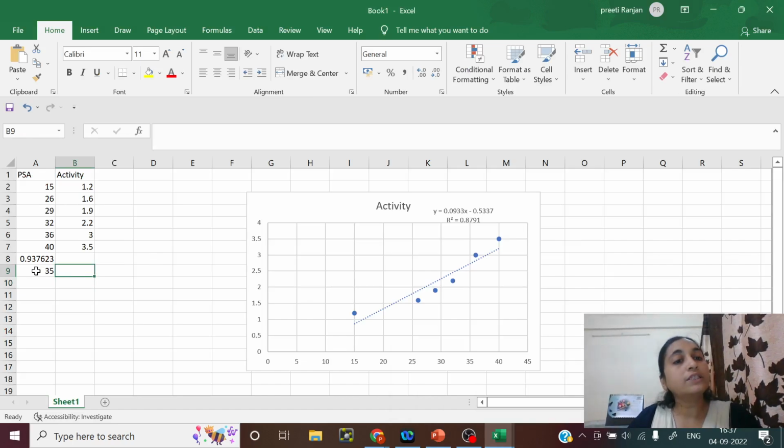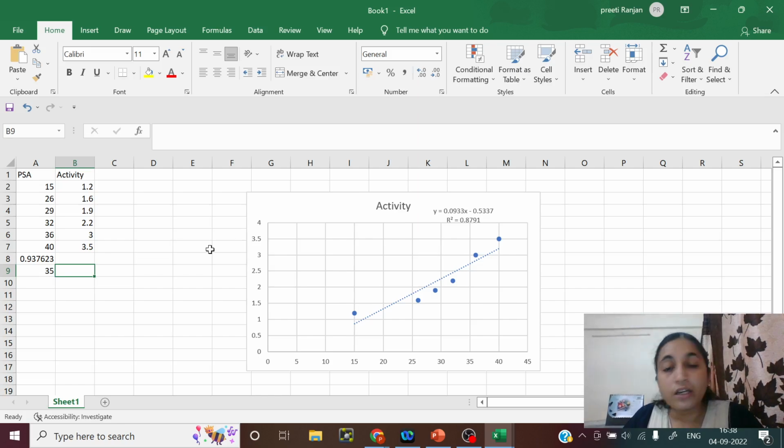See, the polar surface area is given in question number 9 as 35, right? Understand first: the polar surface area value is given from 15 to 40 and the activity value is given from 1.2 to 3.5, and then we will check in the graph. The polar surface area value is on the x-axis and the activity value is on the y-axis.